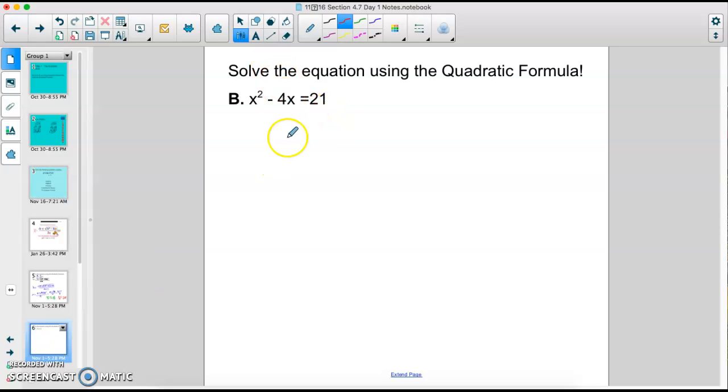All right, here we go again. Now, before I start, I need to get everything on the same side. So minus 4x, I'm going to subtract 21, and then I'll have equals 0. I need it to be all on the same side, just like yesterday.